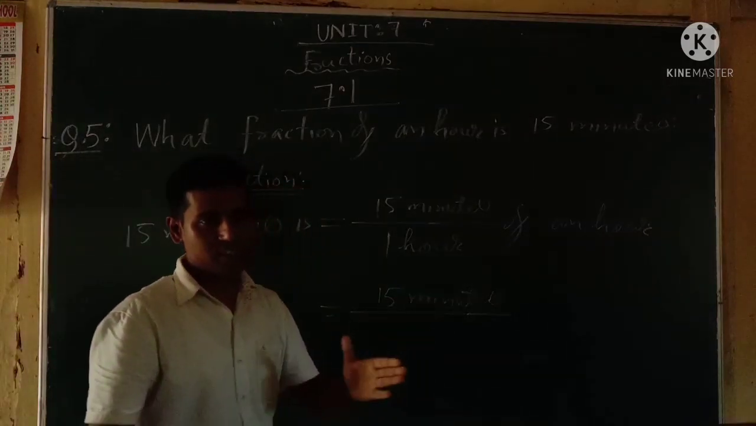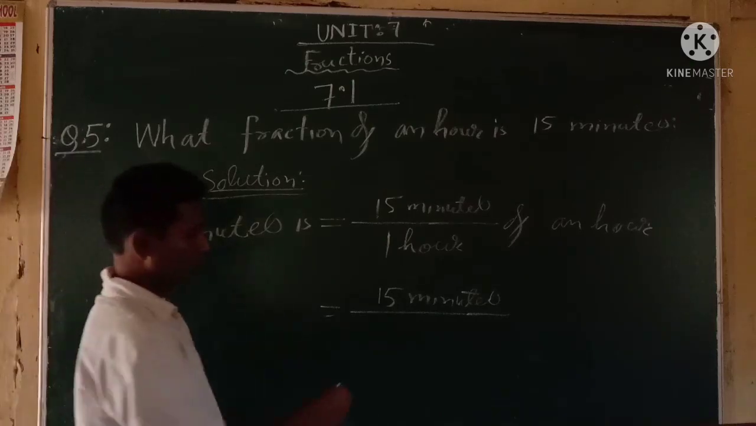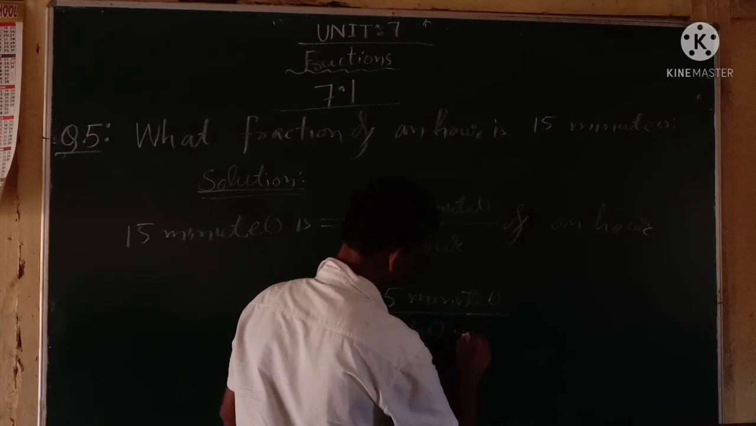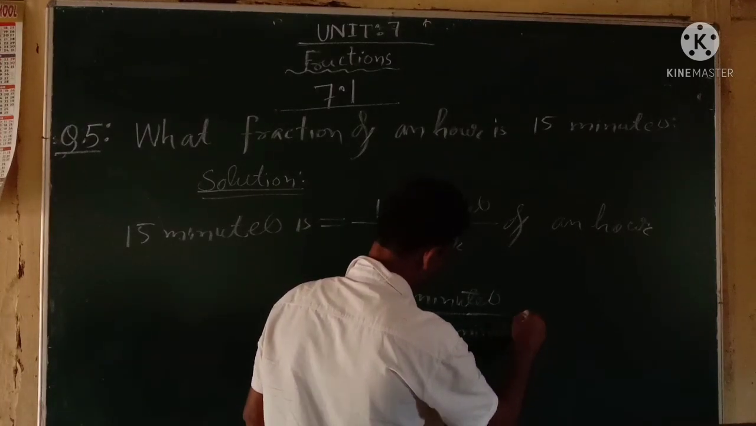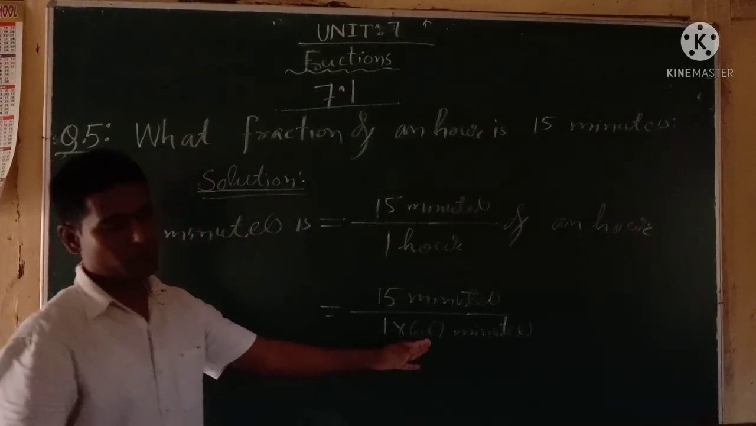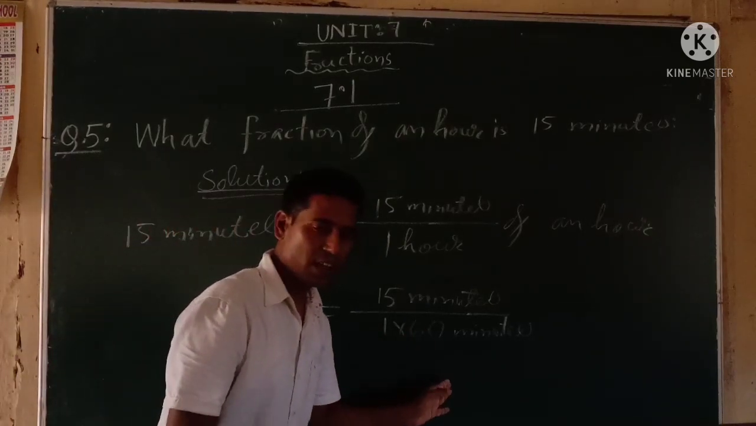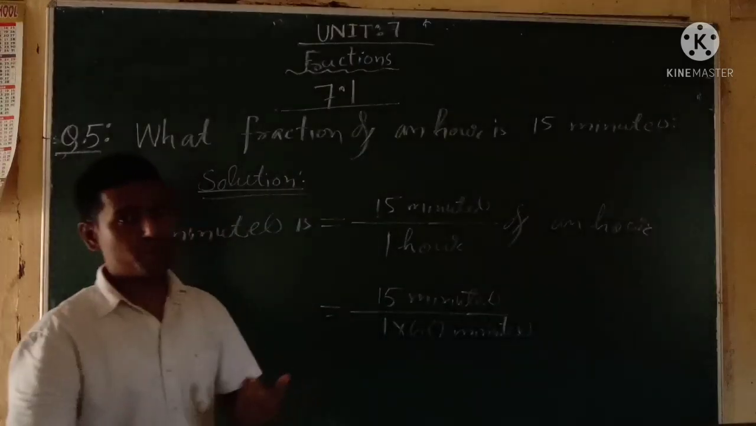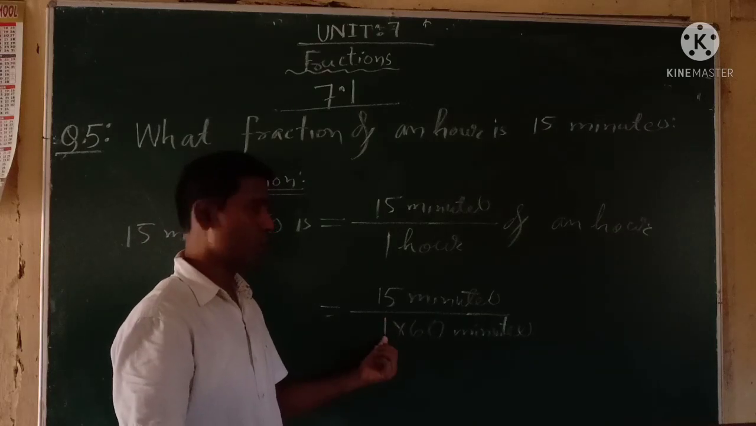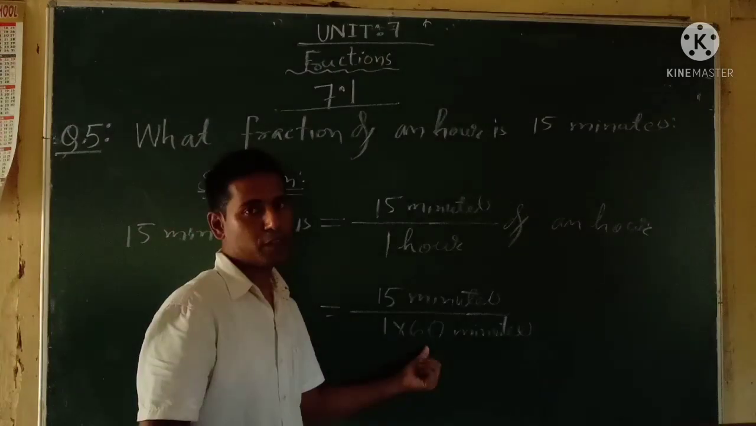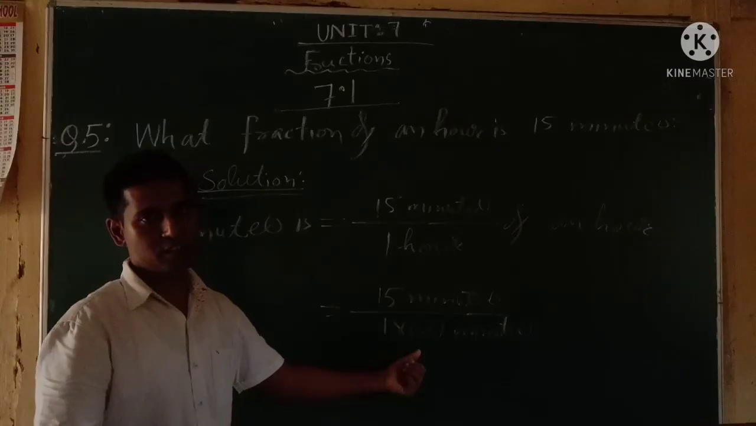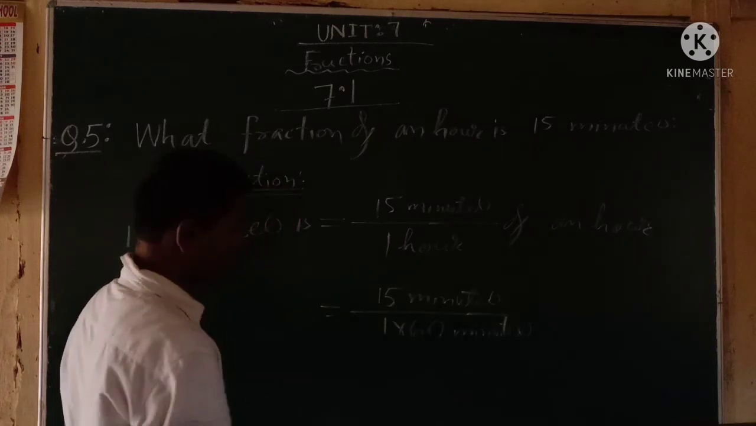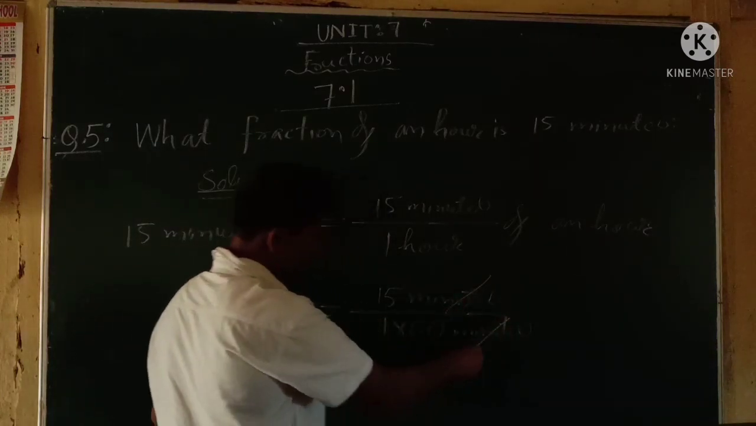We know 60 minutes make an hour. So we will multiply 1 by 60, 1 into 60 minutes. Are you getting me? Why did we multiply by 60? Because 60 minutes make an hour. In order to convert hours into minutes, we have to multiply by 60. Since 1 hour is 1 into 60, 2 hours is 2 into 60, 3 hours is 3 into 60, 5 hours is 5 into 60. Now this minutes and this minutes cancel.